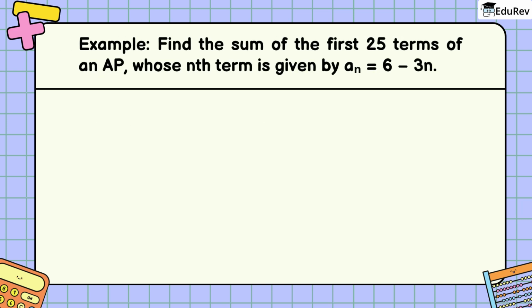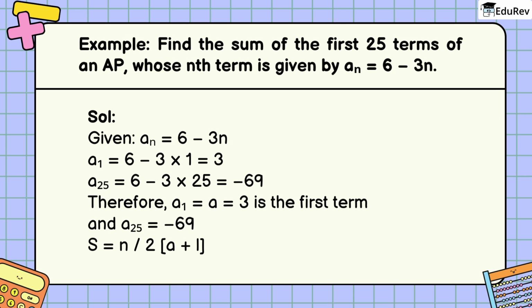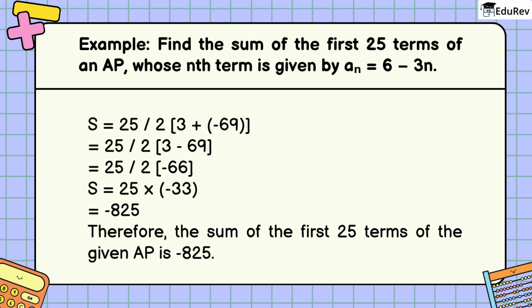For another example, we need to find the sum of the first 25 terms of an AP, whose nth term is given by an is equal to 6 minus 3n. We will first find the first and last term of the AP using the given formula for the nth term. Then, substituting the first term, value of n, and the last term in the formula S is equal to n divided by 2 multiplied by (a plus l), we can find the required sum of the first 25 terms of the AP. So, here on substituting the values, we get the sum of the first 25 terms as minus 825, which is our required answer.